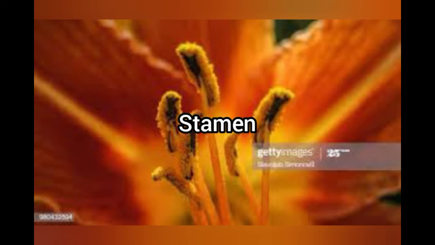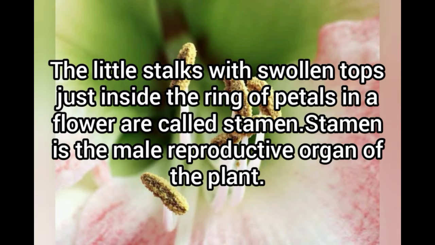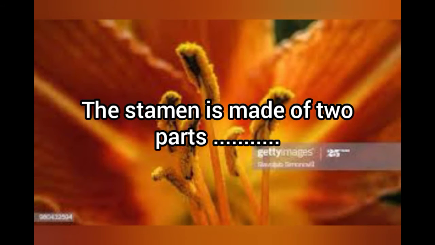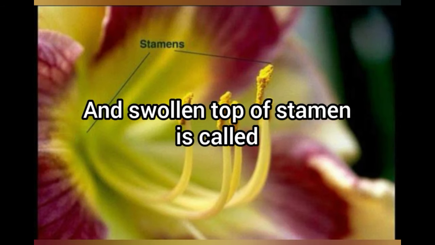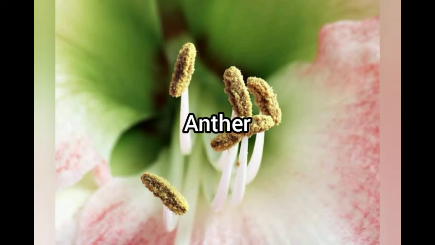Then, stamen. The little stalks with swollen tops just inside the ring of petals in the flower are called stamens. Stamen is the male reproductive organ of the plant. Stamen is made up of two parts, that is, filament and the swollen top of the stamen, which is called anther.